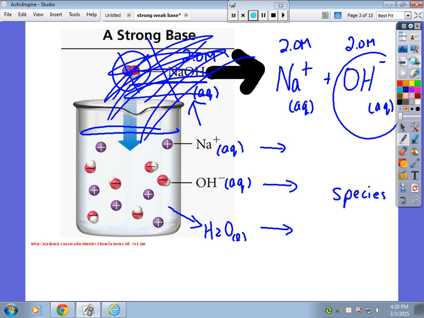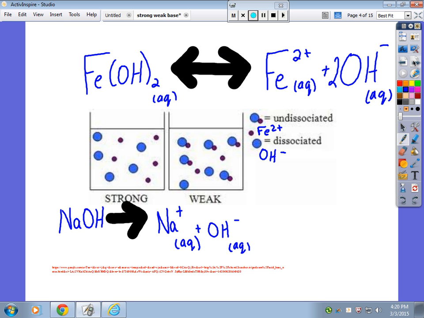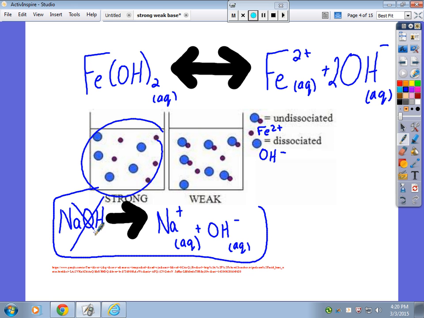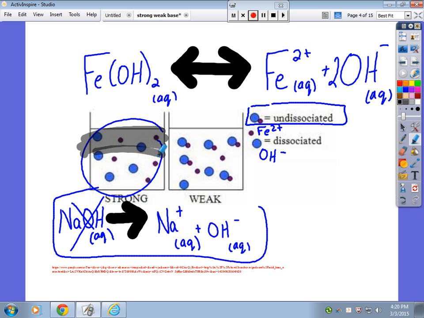Okay? Now, what about a weak base? This container right here is strong, just like we talked about, right? A single arrow. I have none of this undissociated particle floating around in here at all. All I have are sodium and hydroxide ions. You see that right there? To make this easier for you, I'm going to go ahead and get rid of this. Not very well, but you get the idea.